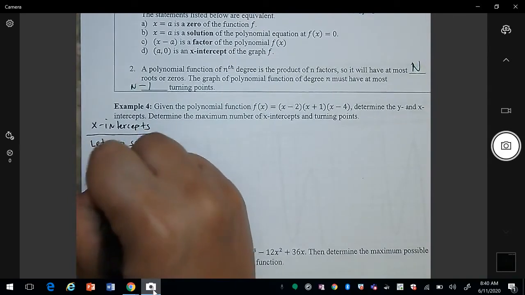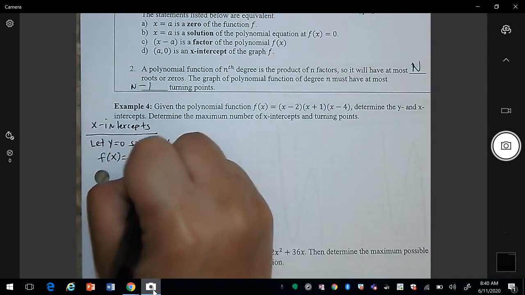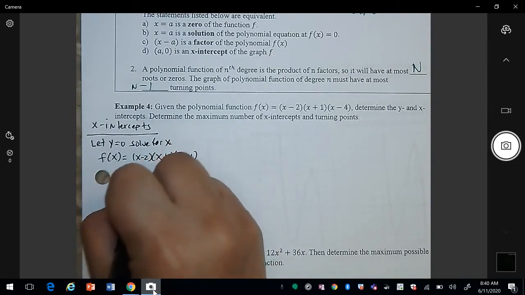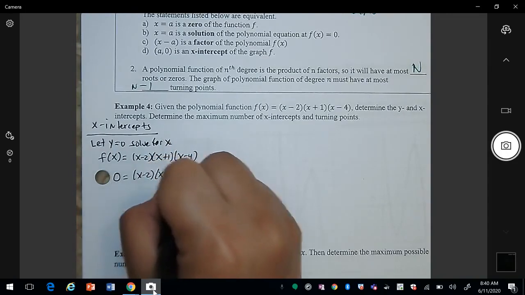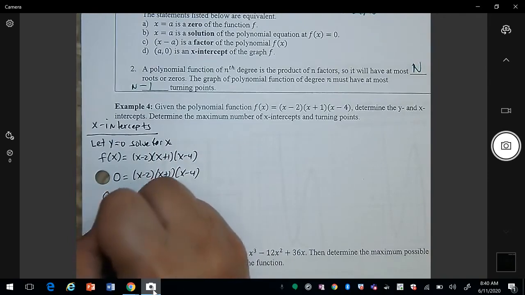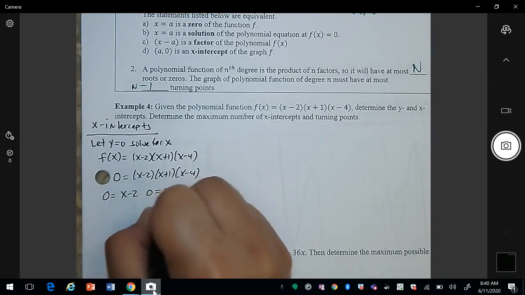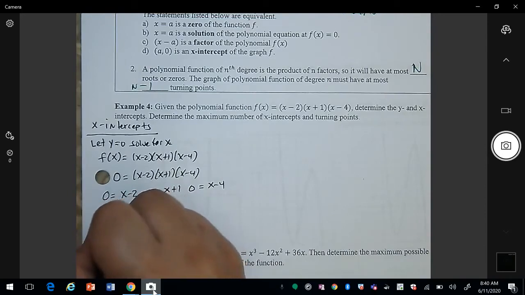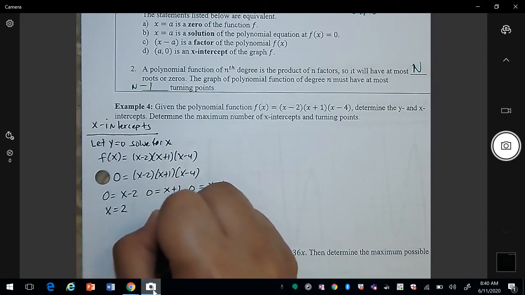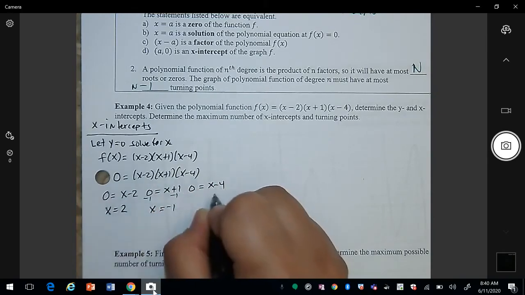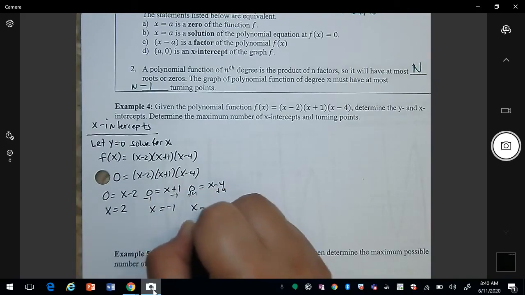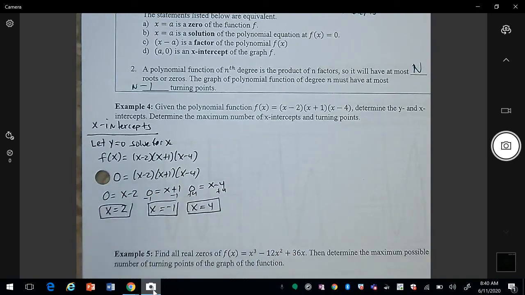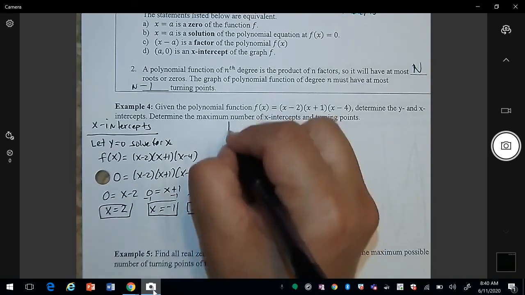So here's my function. And I'm going to let y equal 0. So I set each factor equal to 0, since it's already factored out. And I solve for x. So I'm going to add 2 on both sides, so I get x equals 2. Subtract 1 on both sides, so I get x equals negative 1. And add 4 on both sides, so we get x equals 4. Okay, so these are called our zeros, or x-intercepts.